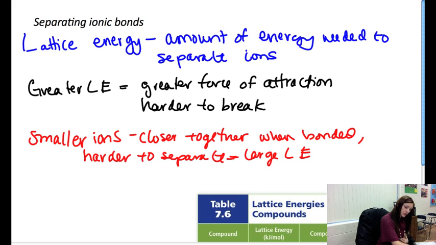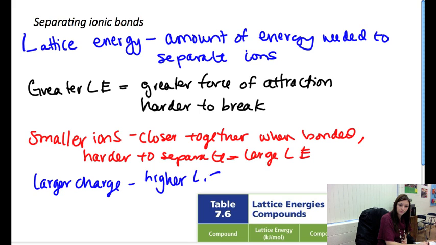If we also look at charge, if you have a larger charge, you're going to have a higher lattice energy. Because usually those are the ones that are smaller, they've lost more electrons, plus they just have a higher attraction to their other particles, all right?